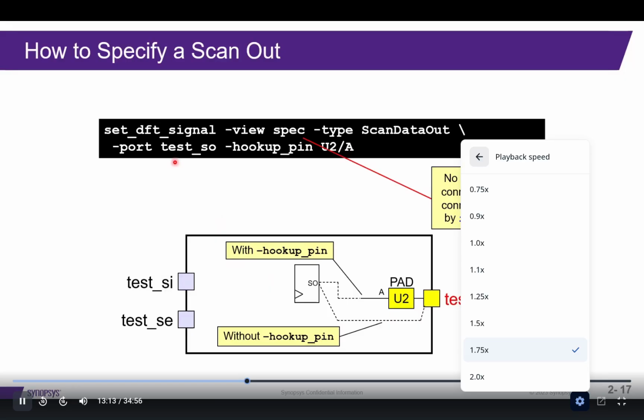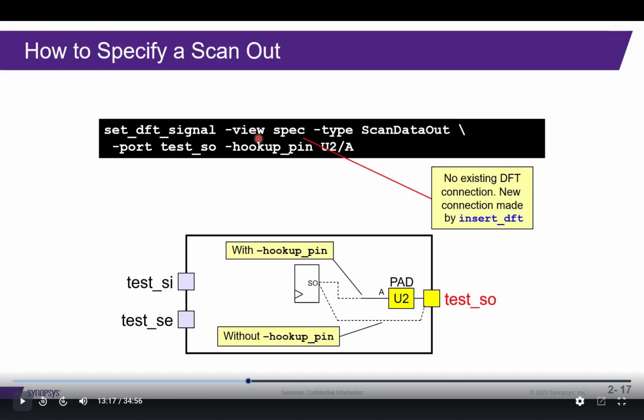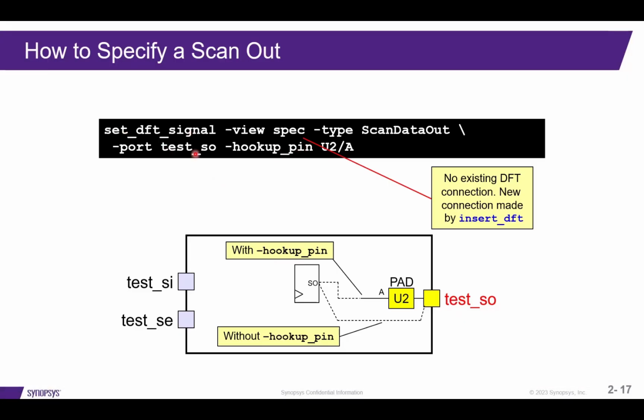Similarly, for scan data out, again I'm using -view spec. The signal type is scan data out. Let's say I have a port called test_SO. Again, I could just stop at the -port option. Or if I have an IO pad, I can also specify the -hookup pin to be the input to this IO pad and define that as a hookup pin for the tool to connect to.